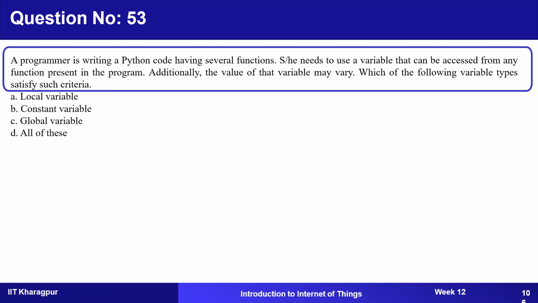Next question is, a programmer is writing a Python code having several functions. He or she needs to use a variable that can be accessed from any function present in the program. Additionally, the value of that variable may vary. Which of the following variable types satisfy such criteria? Options are local variable, constant variable, global variable, all of this.